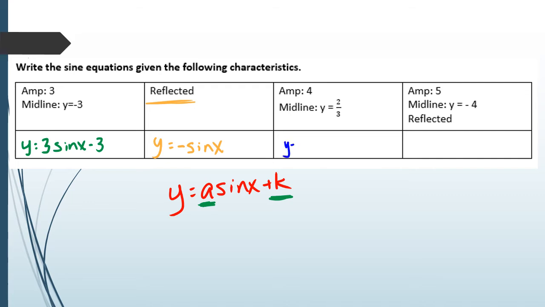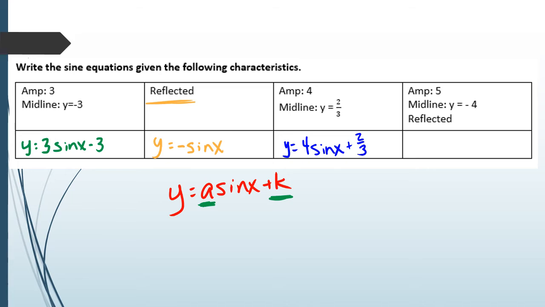Next one, y equals. Okay, once again it's not reflected, so we're just going to keep a positive number there. The amplitude here is 4, so A goes out front. Sine of x, that's a positive 2/3, so plus 2/3. And once again, we're done at that point.